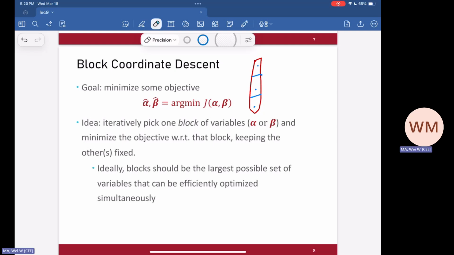Here I just use alpha and beta to represent the blocks. I have alpha and beta, and I want to do a minimization. What I can do is iteratively choose alpha and beta to do the gradient descent. When we update alpha, we keep beta fixed. When we update beta, we keep alpha fixed. So for this block coordinate descent, I think it's straightforward to understand, right? It's just a modified version of coordinate descent.